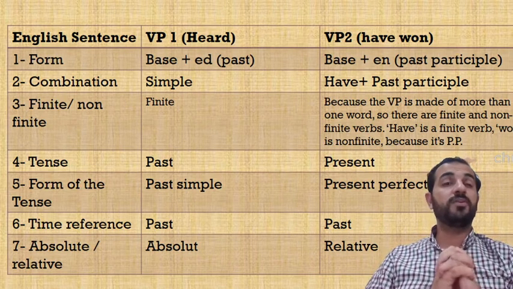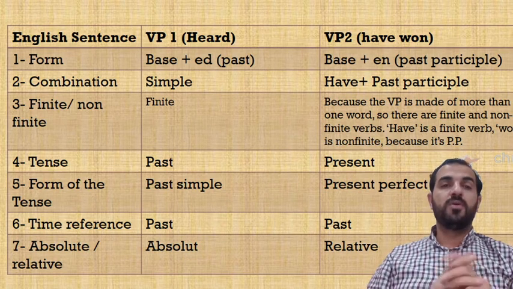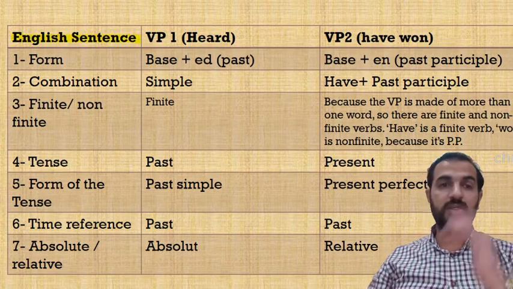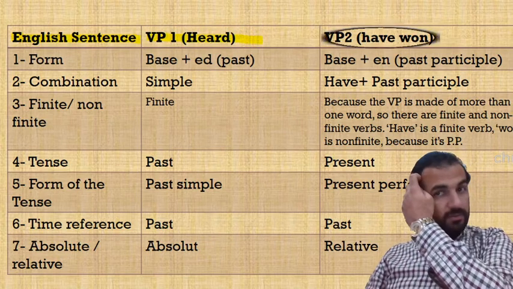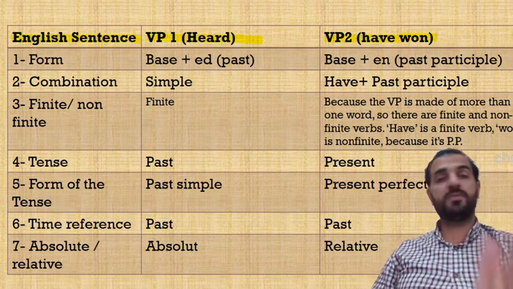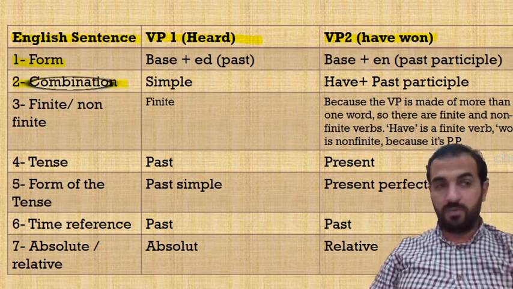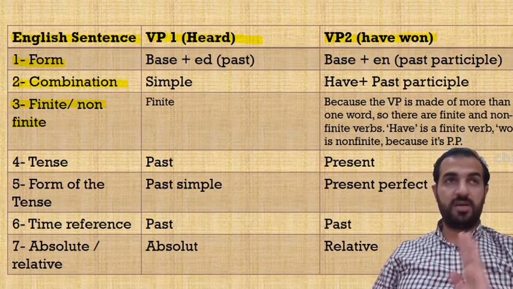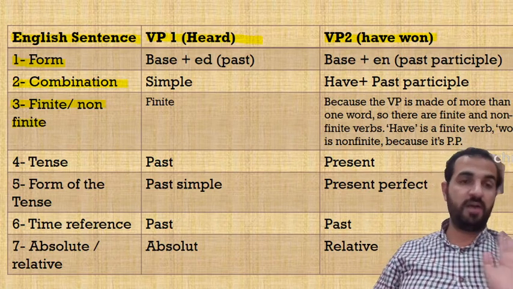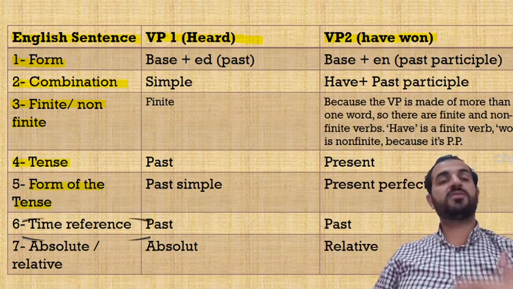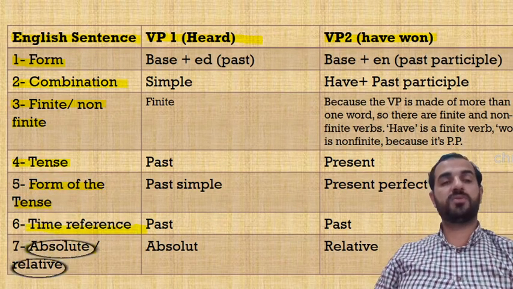So number one is form. The form of the verb heard is base plus ed. You can see I highlighted the VP: English sentence, VP1, VP2. Forms, combination, finite and non-finite. This is what we have right now. Then tense, form of the tense, time reference, absolute and relative.